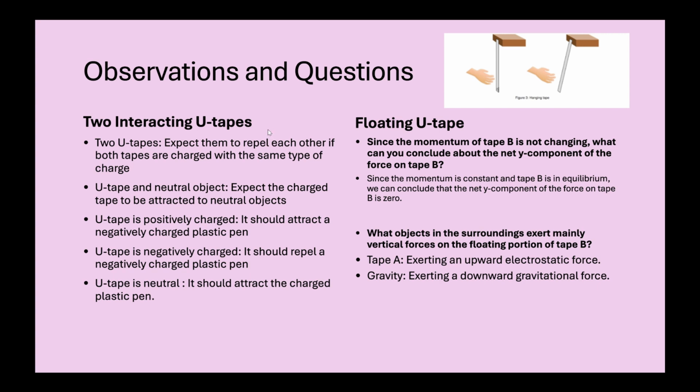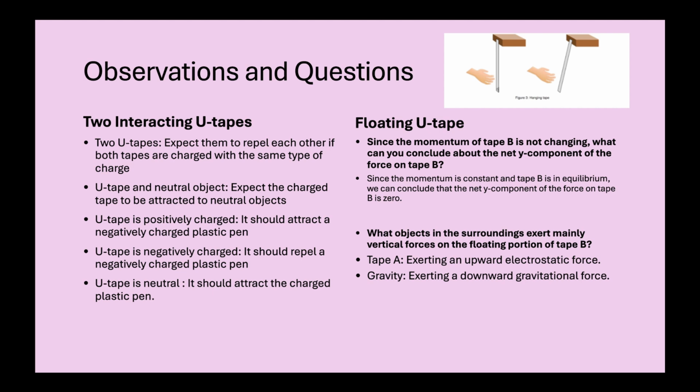Some observations and expectations that we had for the first experiment was that we expected the 2 U-tapes to repel each other, which did happen because they are charged with the same type of charge. And when a U-tape gets close to a neutral object, like my hand for example, it will start attracting towards it. And it should attract to a negatively charged plastic pen if the U-tape is positively charged.